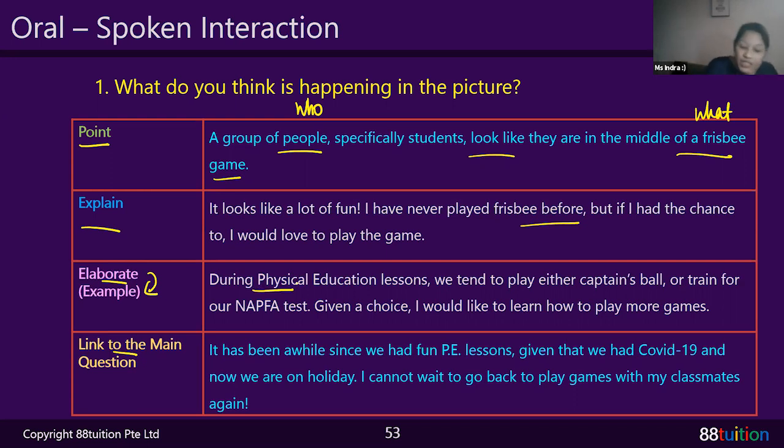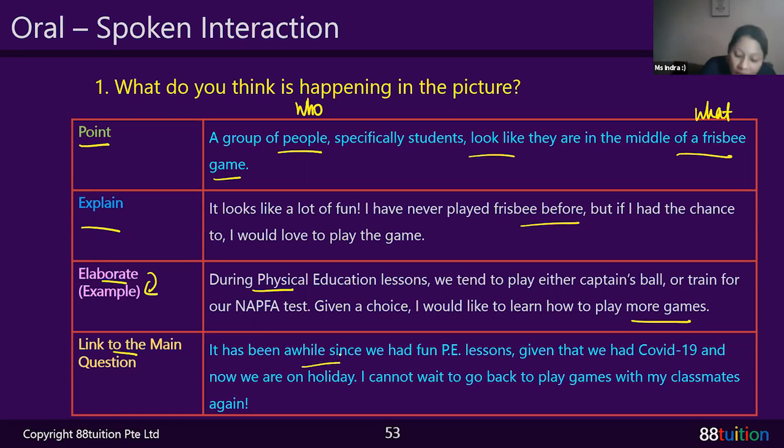Right? During physical education lessons, we tend to play either captain's ball or train for a NAPFA test, right? I know many students are complaining, every day is just NAPFA, NAPFA, NAPFA. Now you go back and don't know whether there's NAPFA, so train for what? Right? Given a choice, I would like to learn how to play more games, okay? So you sort of link back to the main question.